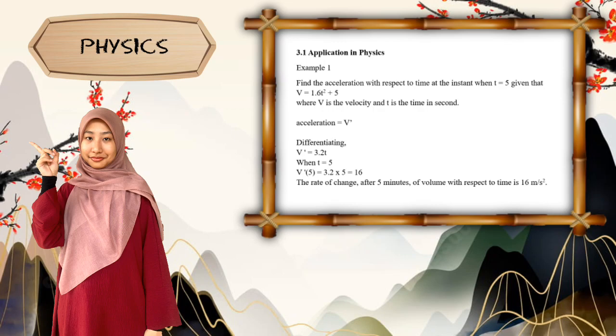3.1 Application in Physics. Example 1. Find the acceleration with respect to time at the instant when t equal 5, given that v equal 1.6 t squared plus 5, where v is the velocity and t is the time in seconds. Acceleration is the differentiation of v. Differentiation of v is 3.2t, when t equal 5, the answer is 16. The rate of change after 5 seconds of velocity with respect to time is 16 meters per second squared.